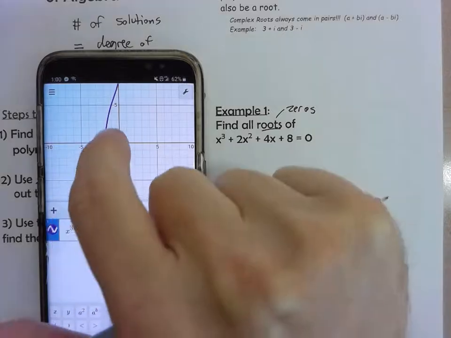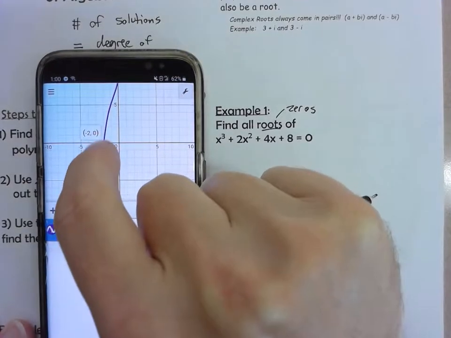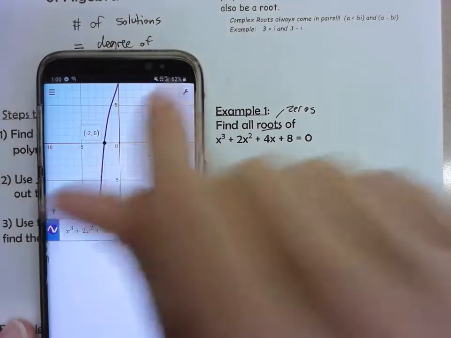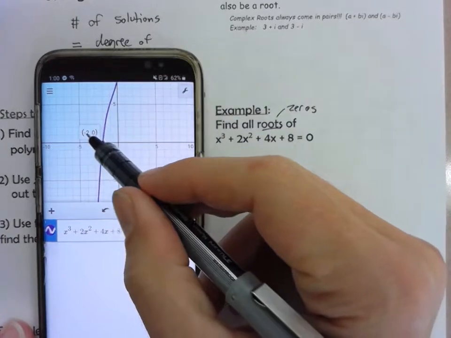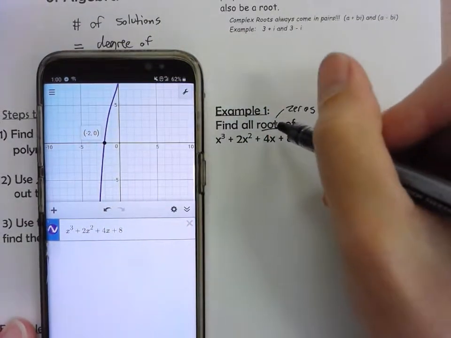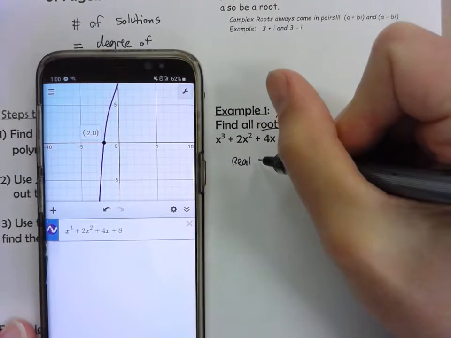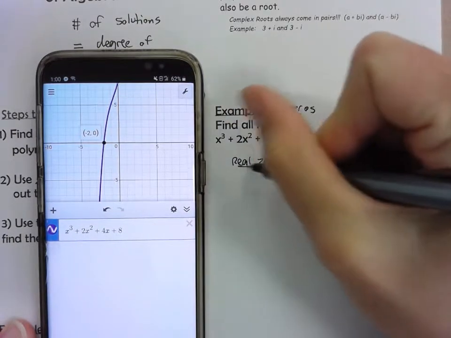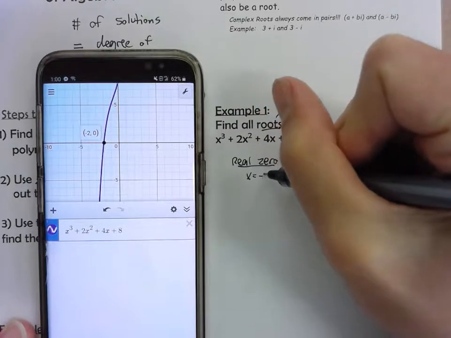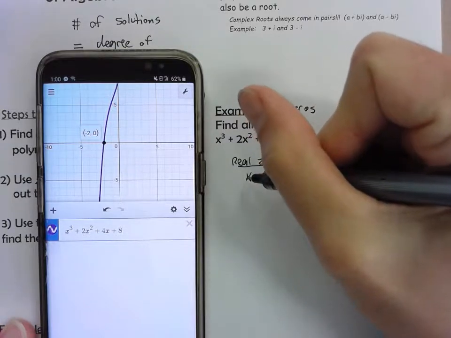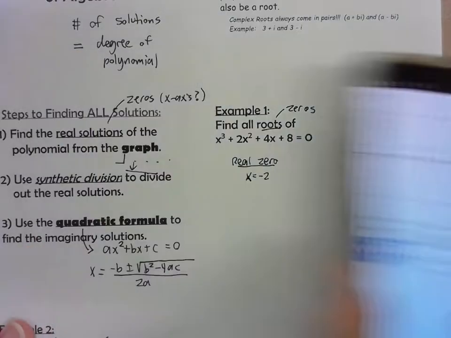On Desmos, you don't really have to do anything other than click the point where it hits the x-axis, and that -2, not the 0, but the -2, would be considered one of the real zeros. So your real zero, real root, is x equals -2. That's all I need the Desmos calculator for.